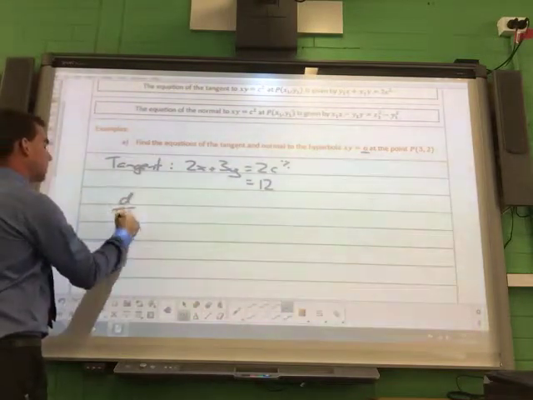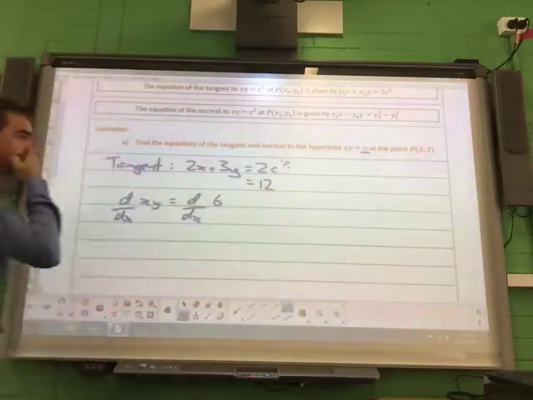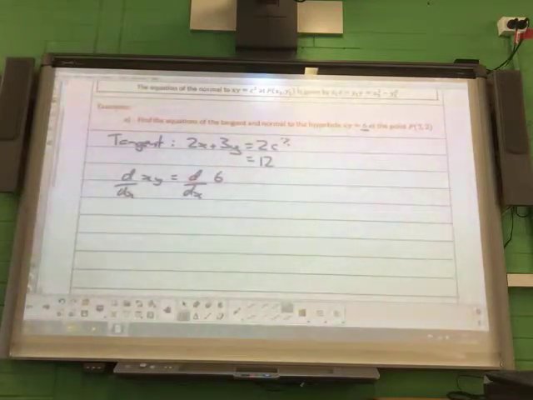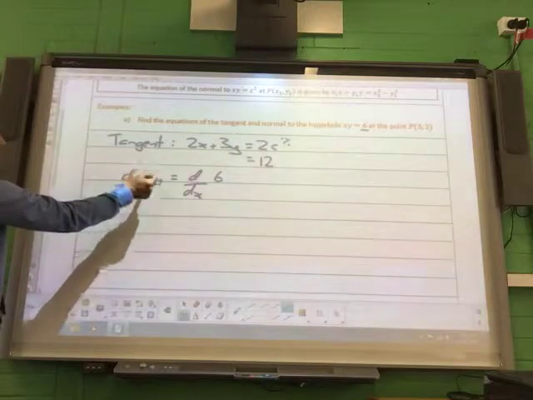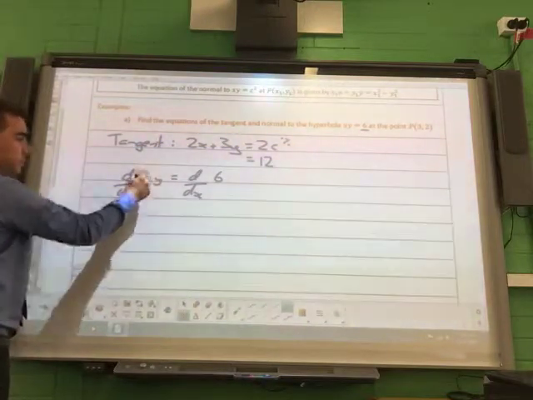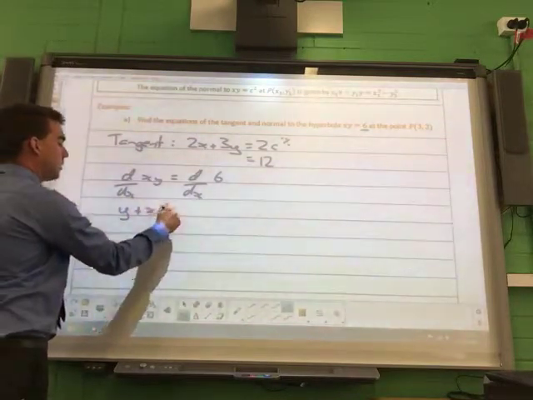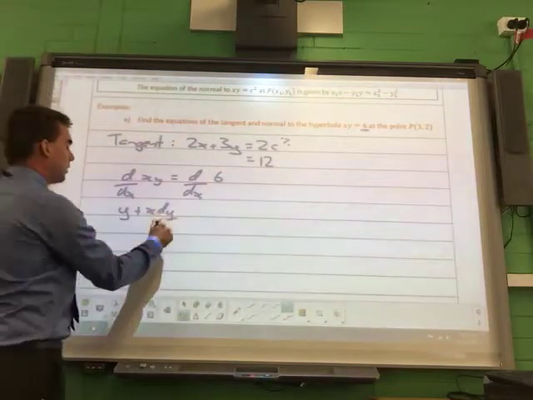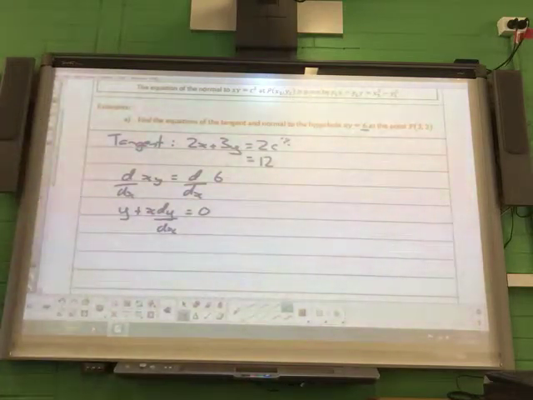Right. d/dx of xy is d/dx of 6. Alright, so the product rule: second times derivative of first. The first is, of course, a function of x, so y times the derivative of x, which is 1. And then we've got x times dy/dx, the first times the derivative of the second, because we have to differentiate y. So d/dx of 6 is 0.